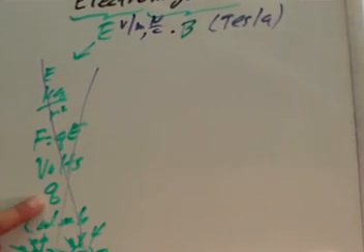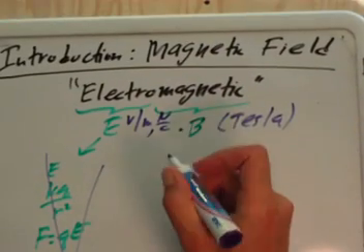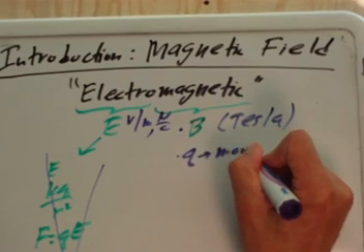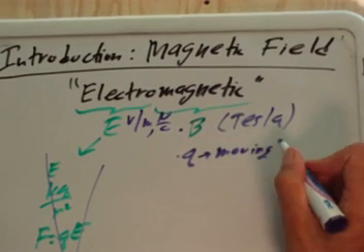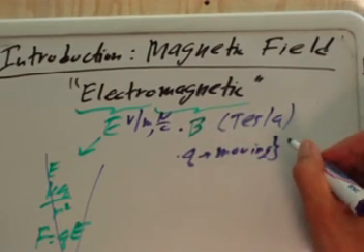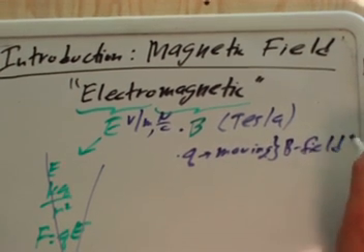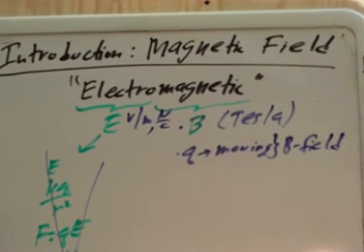Where the electric field did have to do with charges, these positive and negative charges right here, the magnetic field also has to do with charges, but they have to be moving. So charge has to be moving, and when you have moving charges, that'll generate this so-called B field, or magnetic field as it's called.